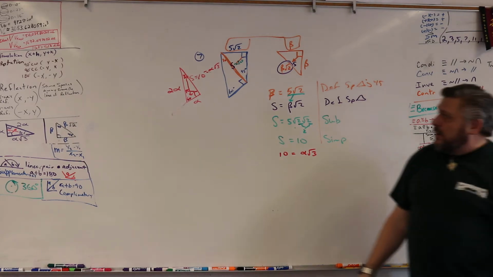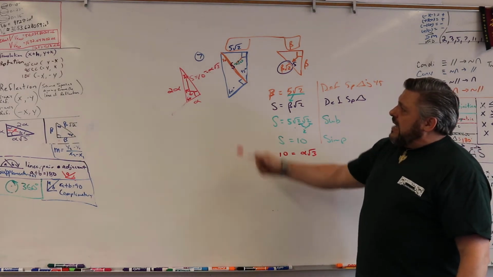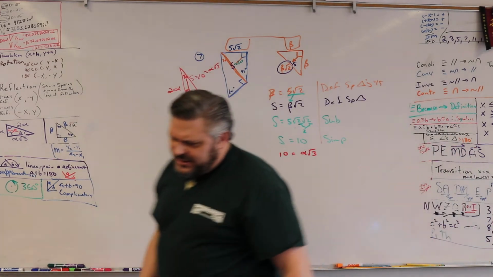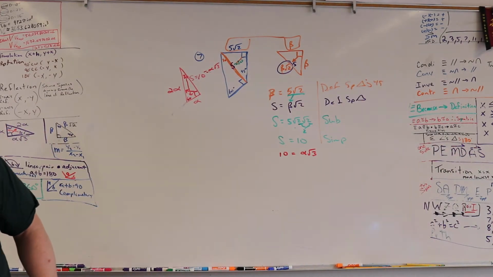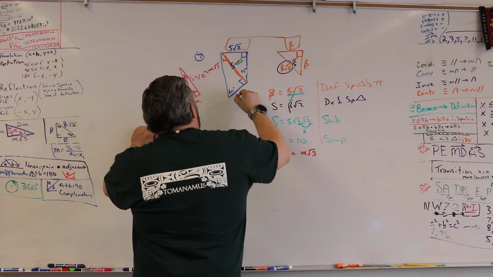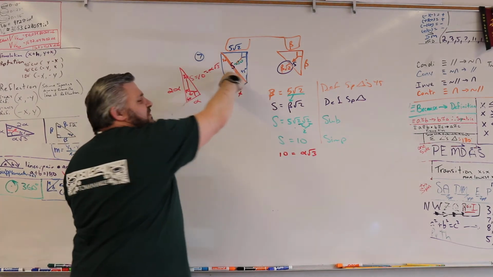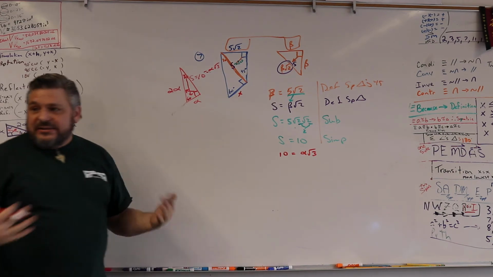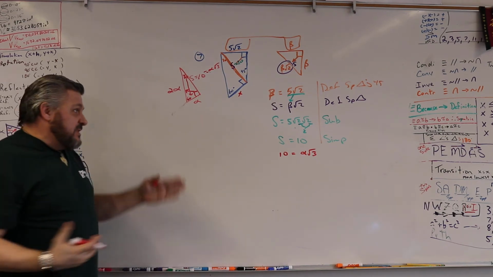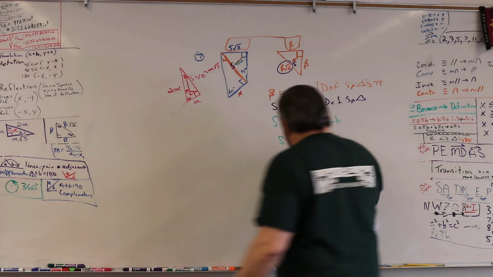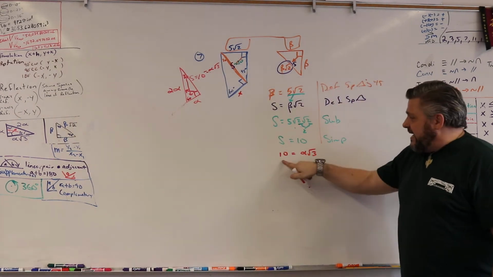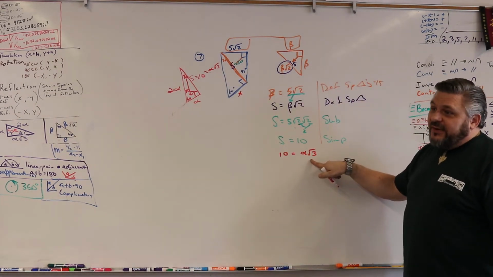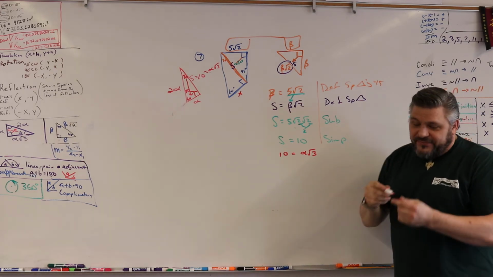So where is X on this one? It's on the left bottom. So to be able to find X, I have to find that side S, and then I'll know what alpha is. But the first thing I gotta do is break this up. If 10 equals alpha square root 3, how do I solve for alpha?